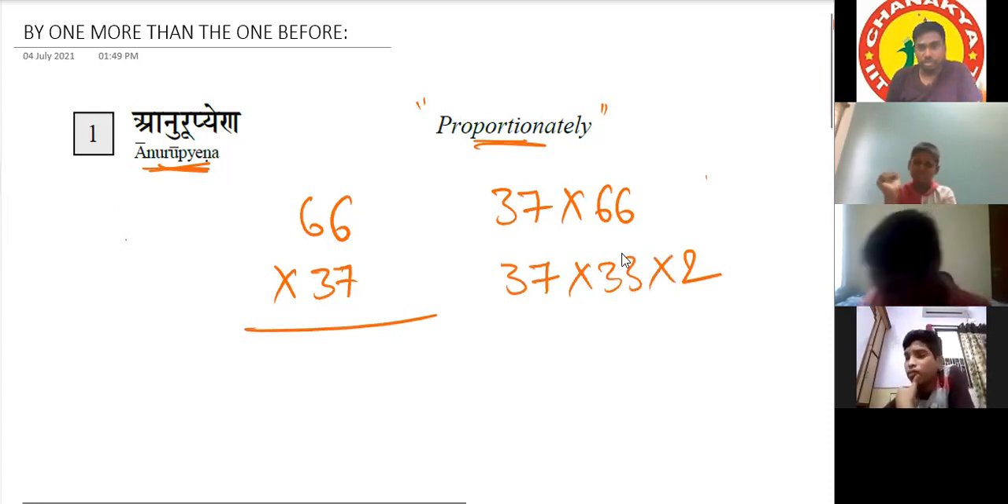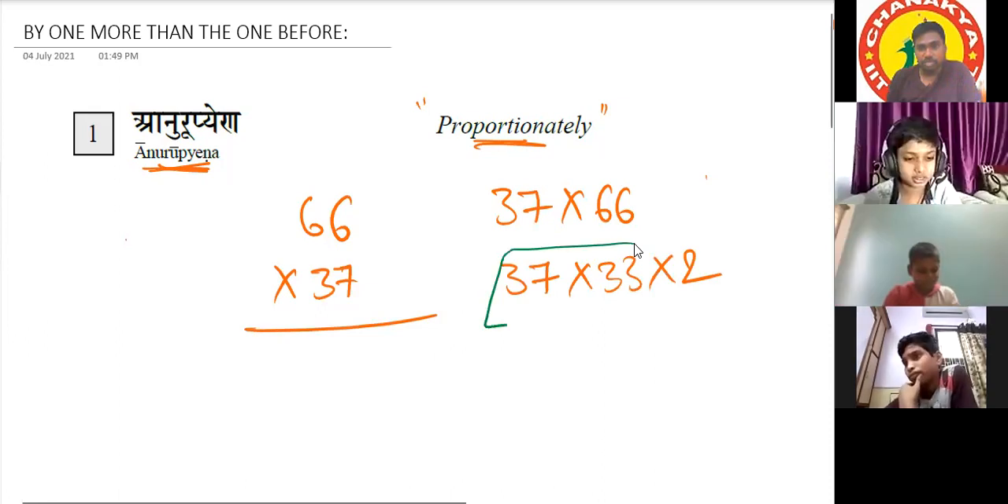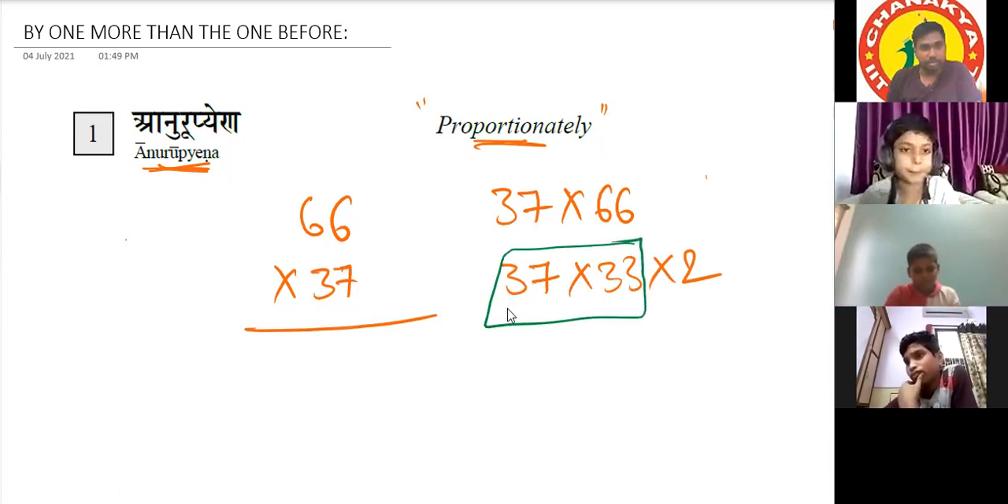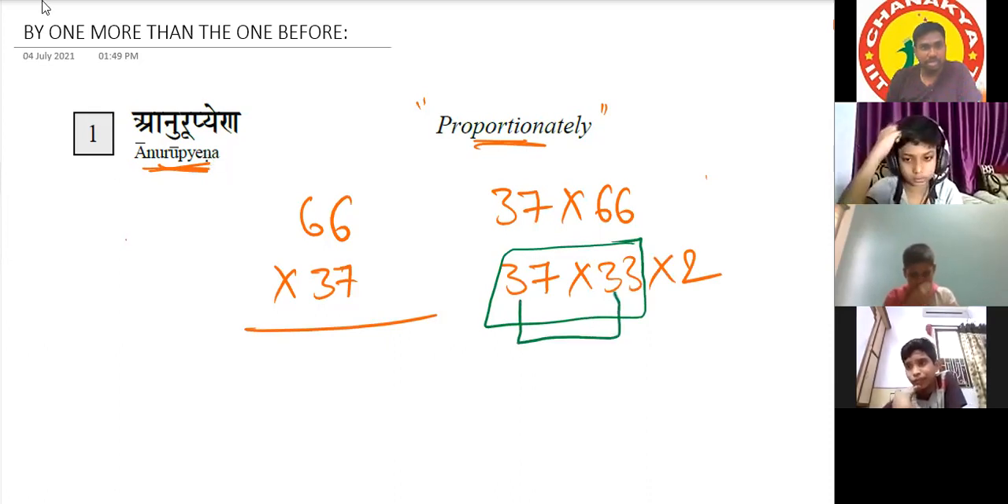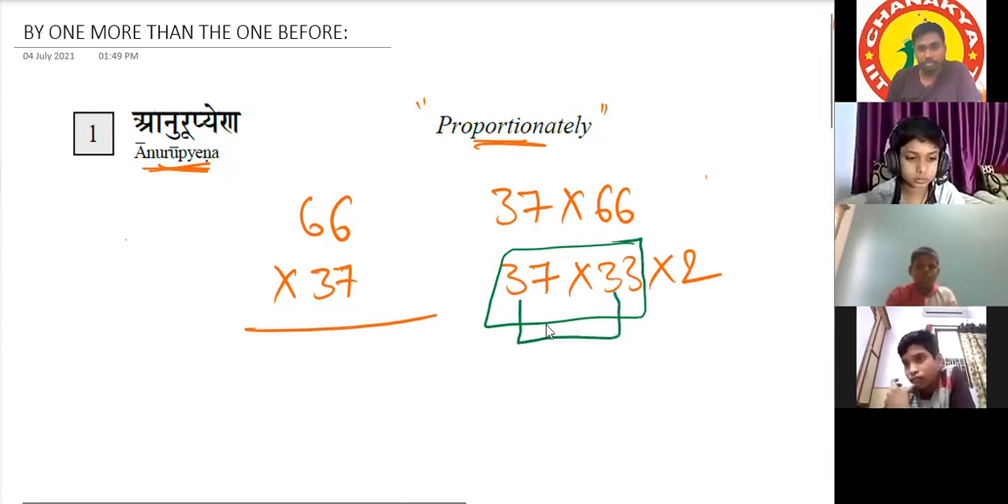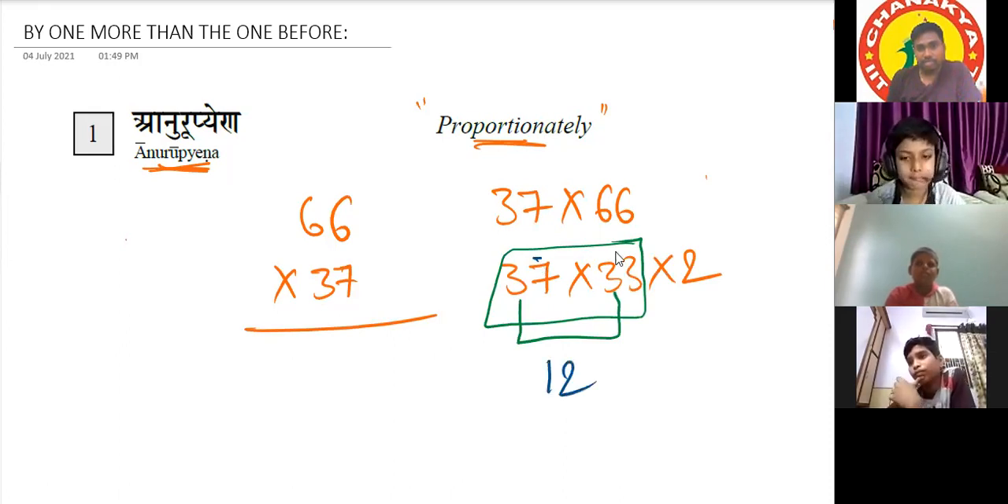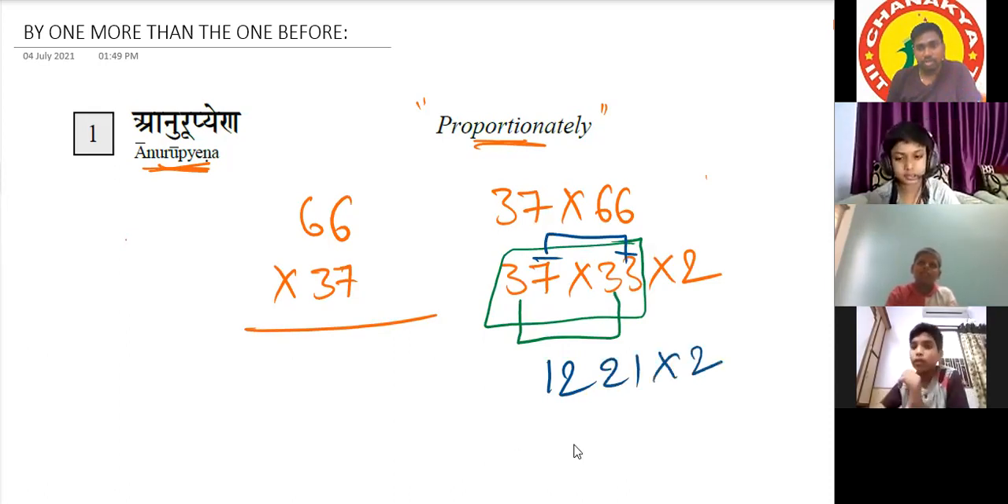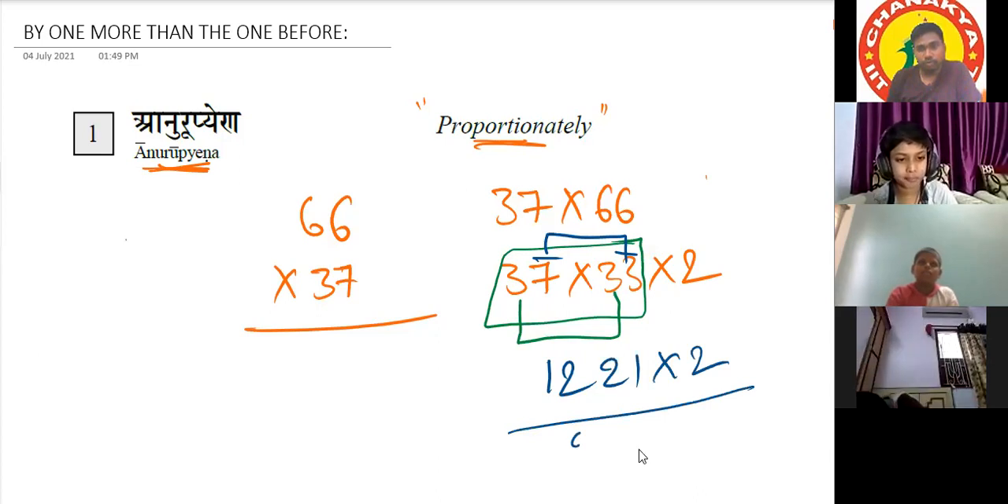Because 33 into 2 is 66, for the first two numbers we can use that technique. The first number is common. 3 is common. 3 multiplied with the next number 4, 3 4s are 12. And then the units place product: 3 7s are 21. 12 21. We have to double it. So doubling 12 21 will be 2442. That's the answer.